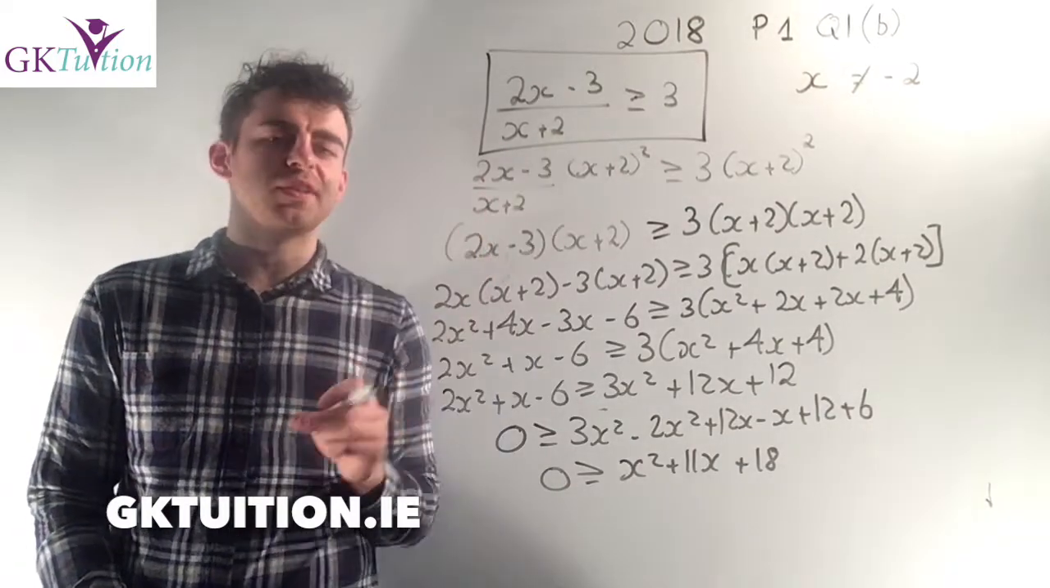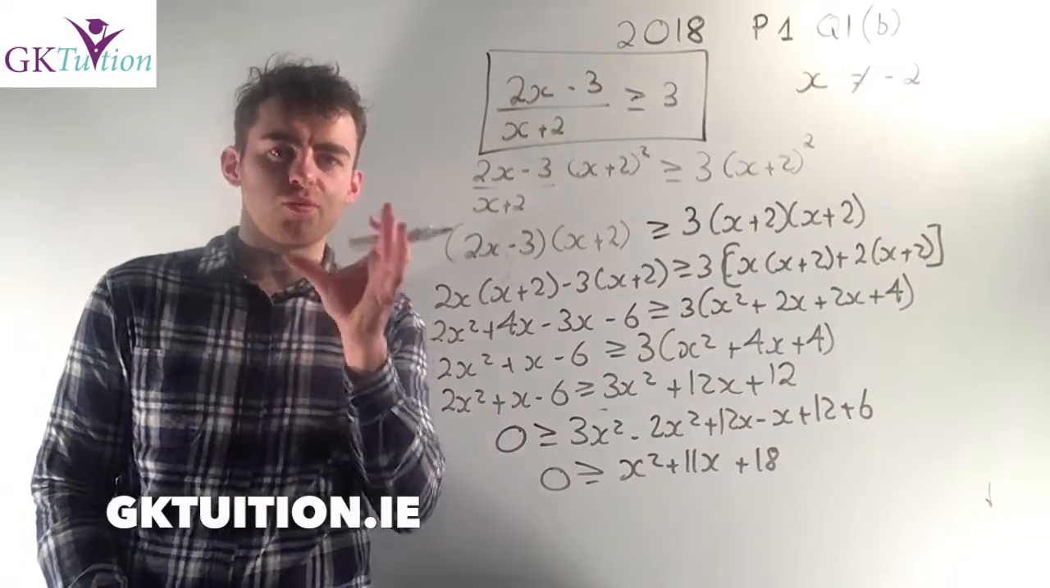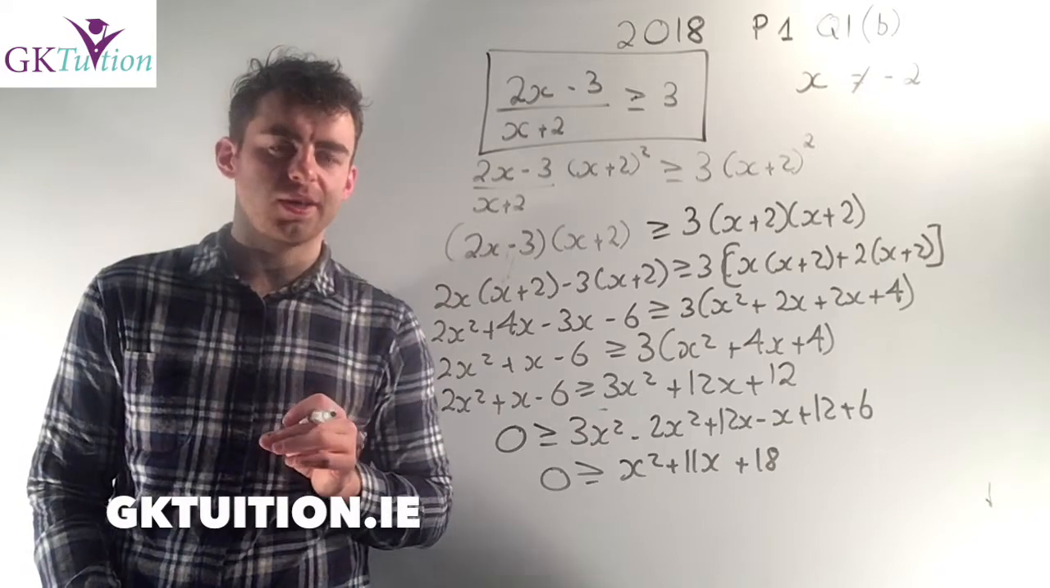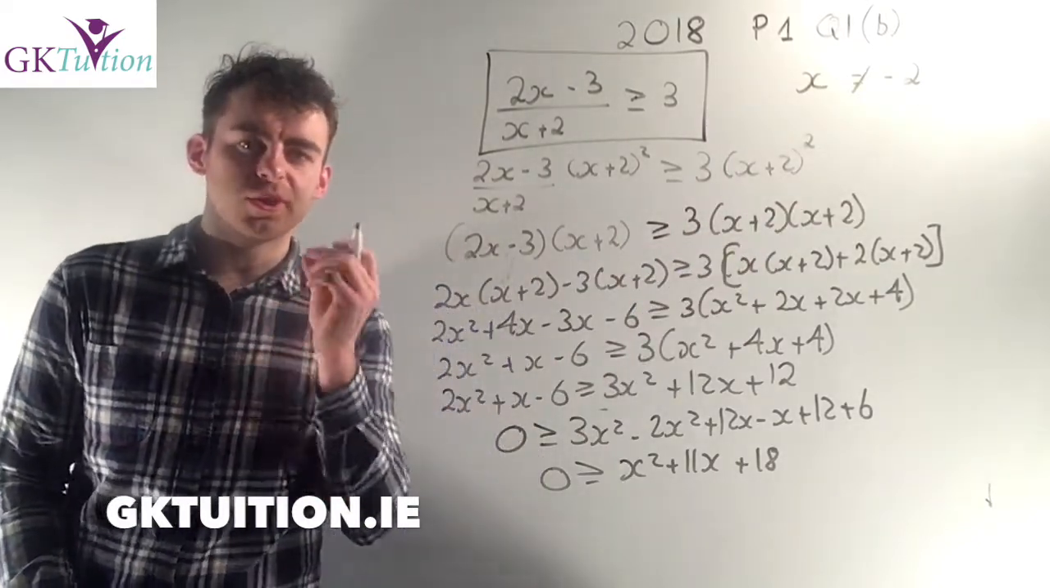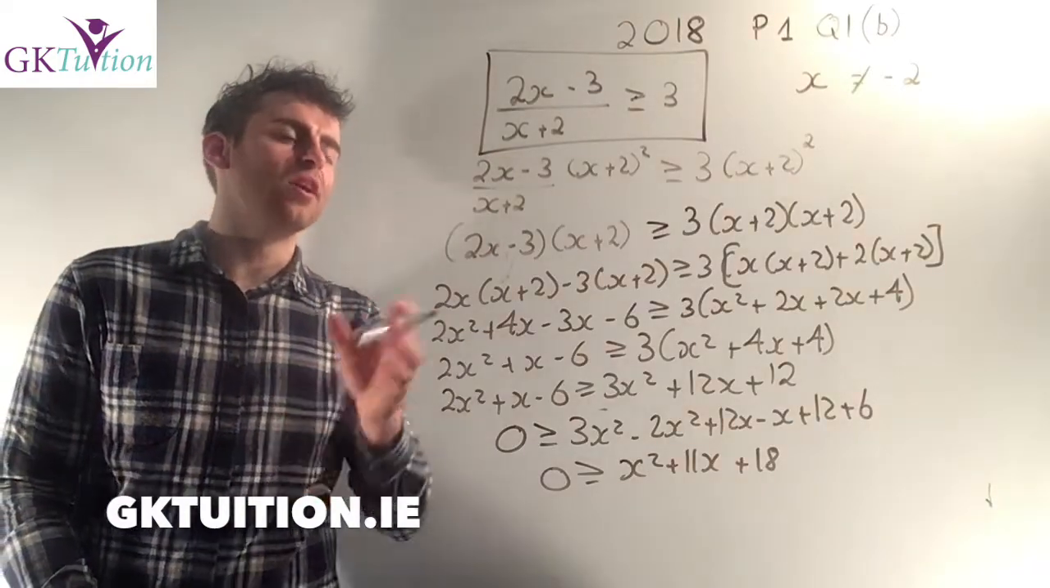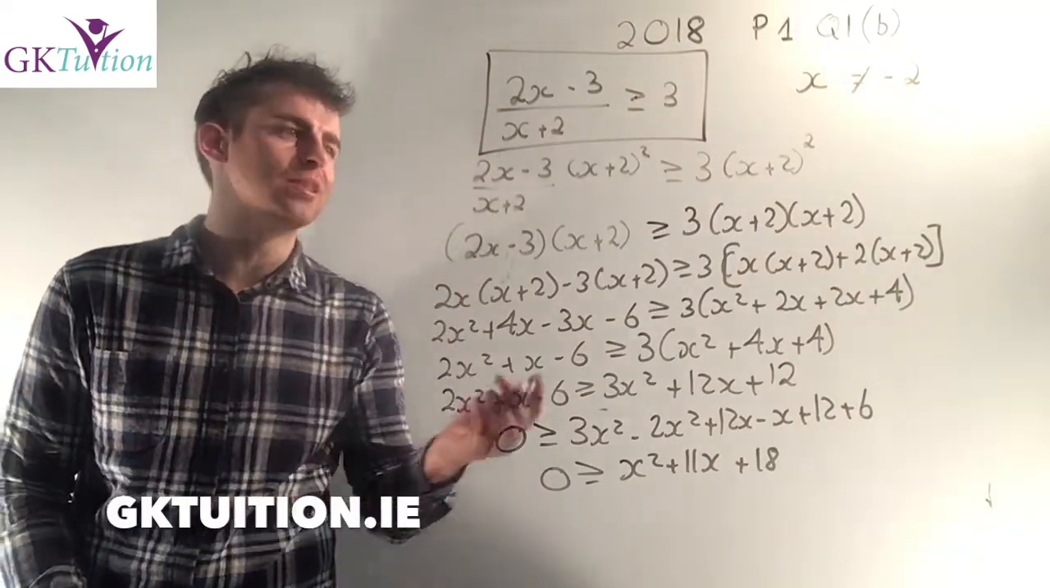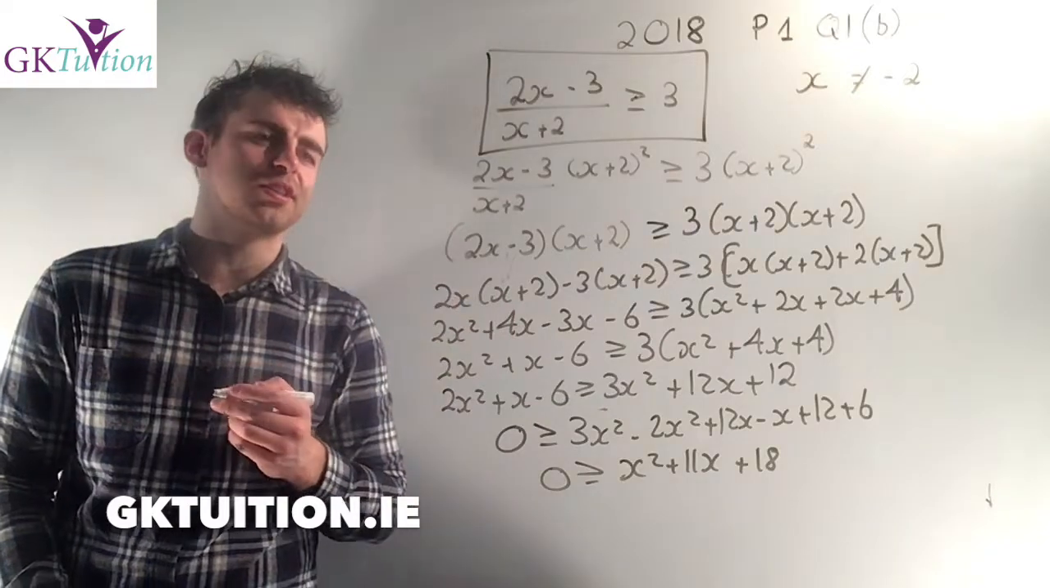It's asked you to solve this inequality, and your answer is going to be a range of values in the form of an inequality. Now the question told you that x cannot be equal to minus 2, but it doesn't necessarily have to tell you that. Just by looking at this question, you should be able to tell that x can't be equal to minus 2.